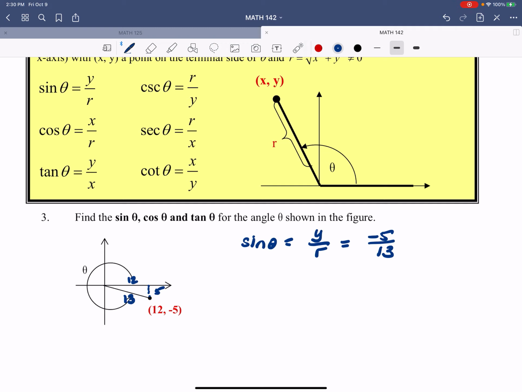So, the trig functions can be negative. That's interesting stuff. Cosine of theta, I know from above, is x over r. Well, that's 12 over 13. And tangent of theta is y over x, which is -5/12. So if I know the point where the angle ends, that's on the end of the terminal side, I can easily find the values of the trig functions.